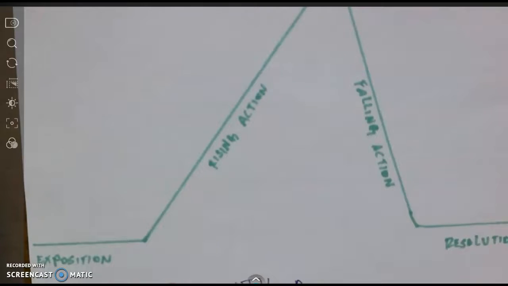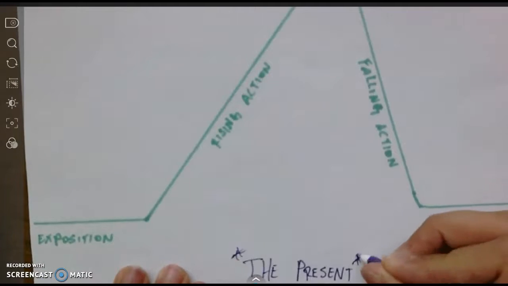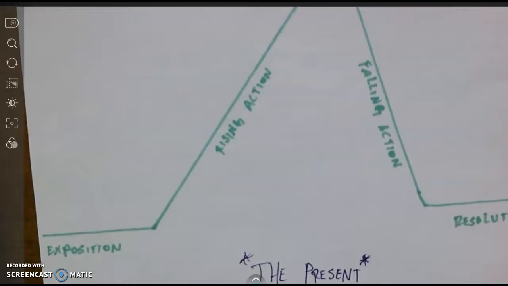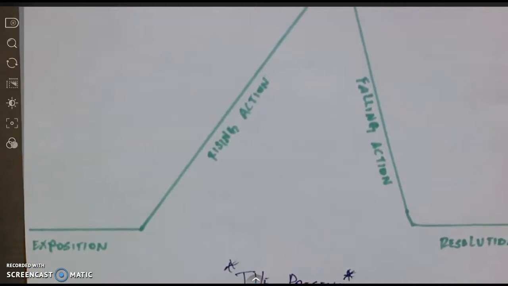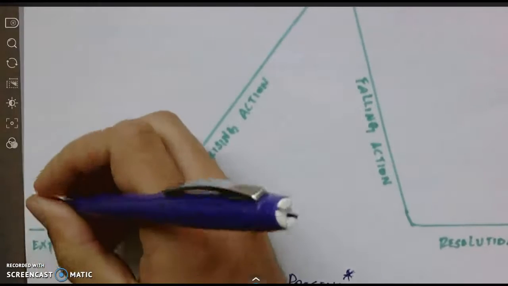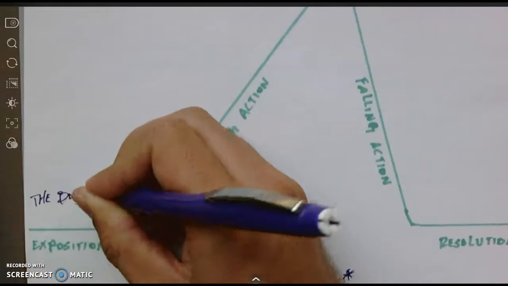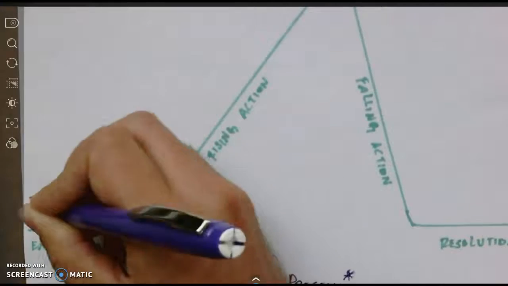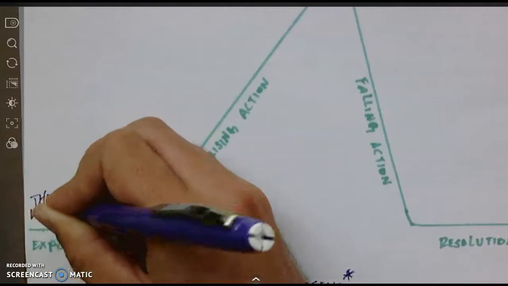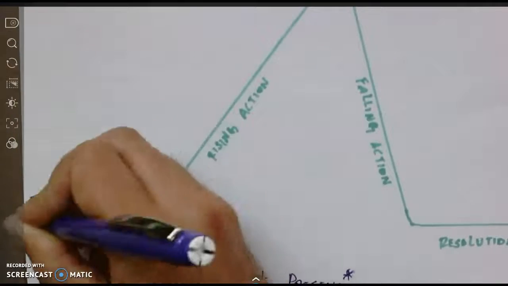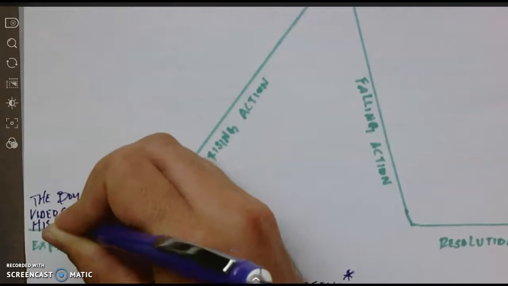Okay, so if we look at The Present for our example, what's the exposition? What is the intro? Well, the intro of that video, just based on my memory, and this could be the intro of anything. It's just what you read or what you're seeing at the very beginning. For this specific example, it was the boy playing video games inside his house. So I'm going to write that. The boy playing video games inside his home. All right, so that's our intro.